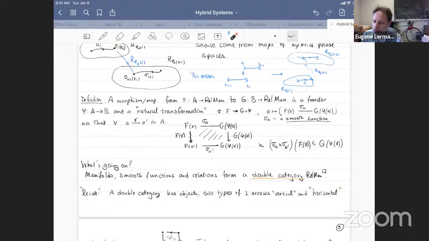Now you see that I'm sort of doing apples and oranges. This doesn't live in the category of Real Man. It's not a morphism in Real Man. So something funny is going on, because I need these maps. I need to have integral curves and their maps of manifolds.